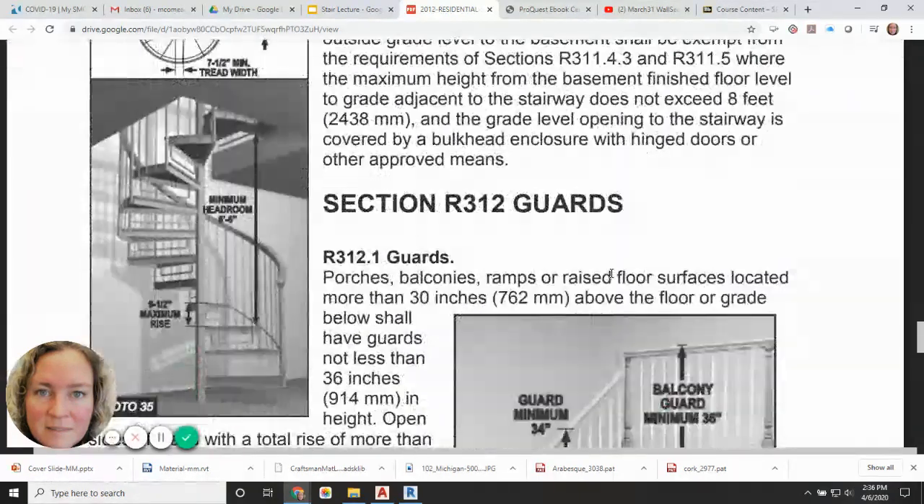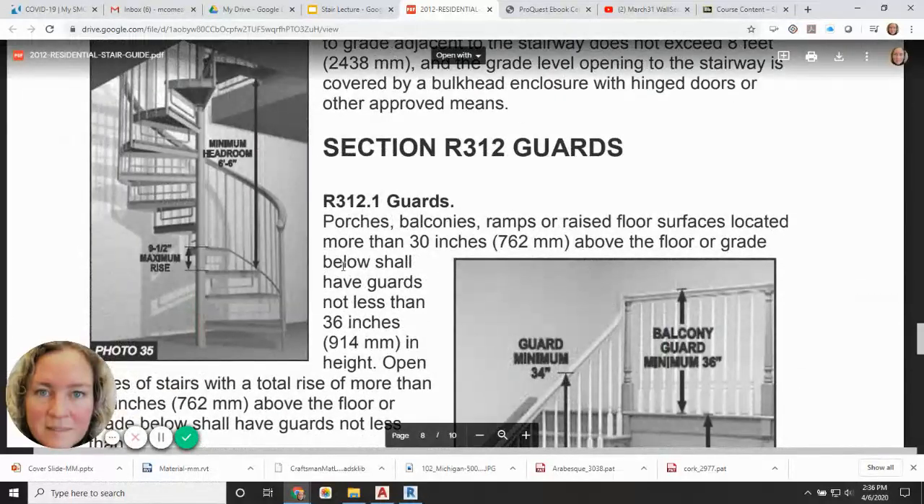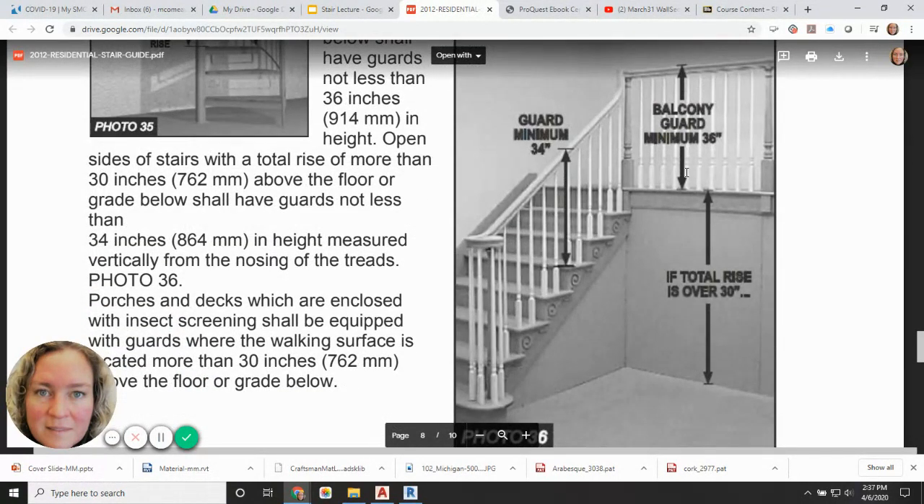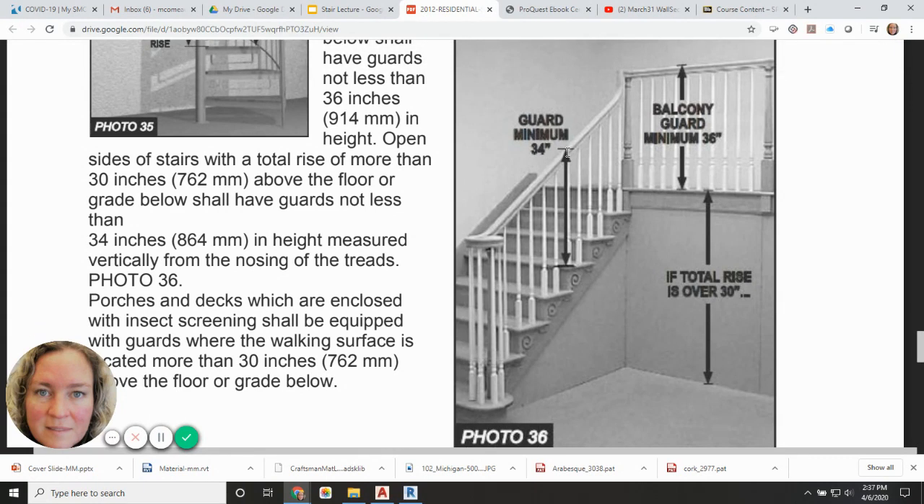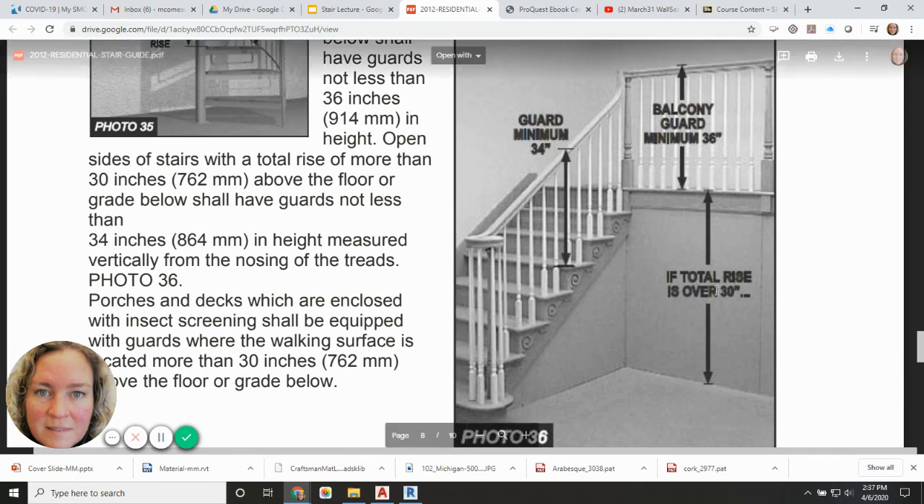So that's the basics. And then we get into spiral stairs. There's a difference in headroom and maximum riser height is different for spiral stairs, but this also explains the difference between a guardrail and a handrail or a guard. This is acting as a handrail and a guardrail at the same time with residential. It needs to be 34 inches minimum. It can be up to 38 inches.